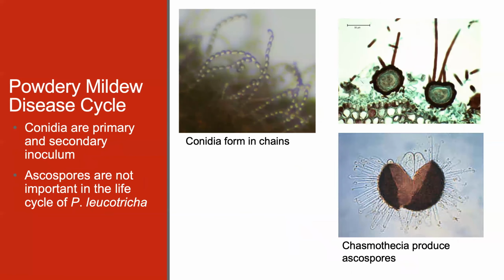Conidia form in chains on the lesions, as you can see in the image on the left, and these spores are easily dispersed by the wind. If chasmothecia form, they form within the lesion, and they usually do not produce mature ascospores. So in these images, you can see the chasmothecium, and you can see the asci, which have very few, if any, in this image, mature spores.